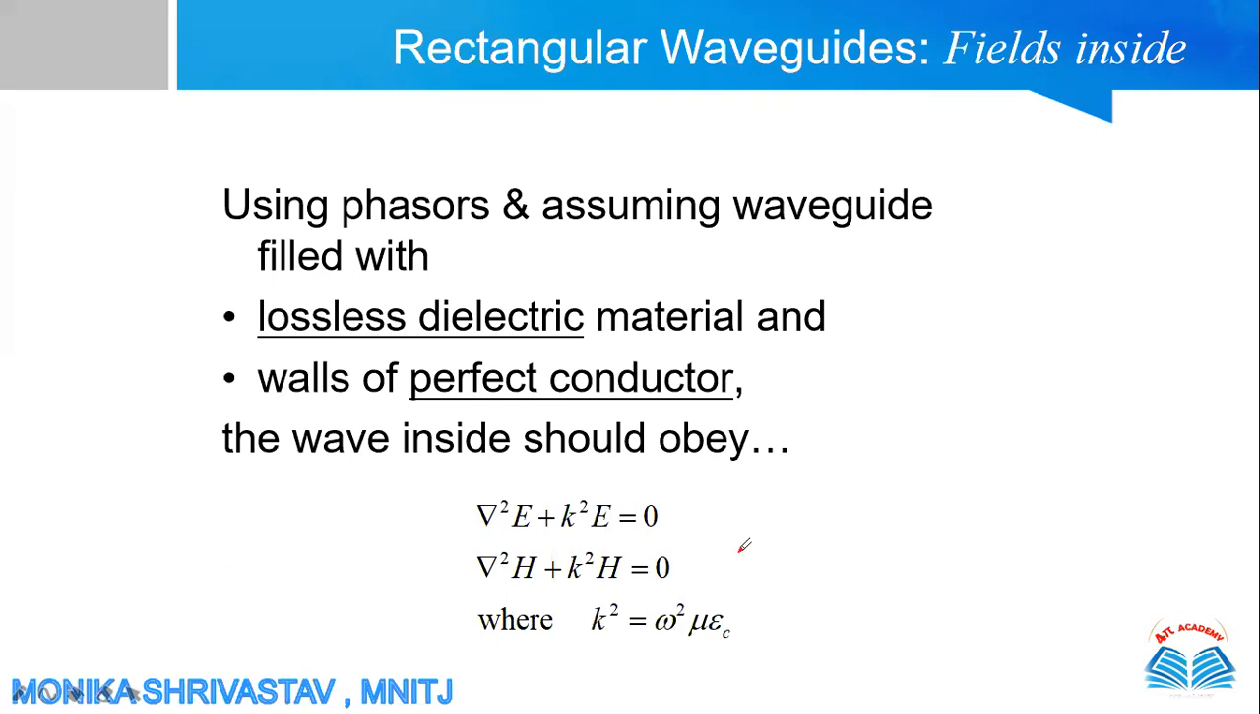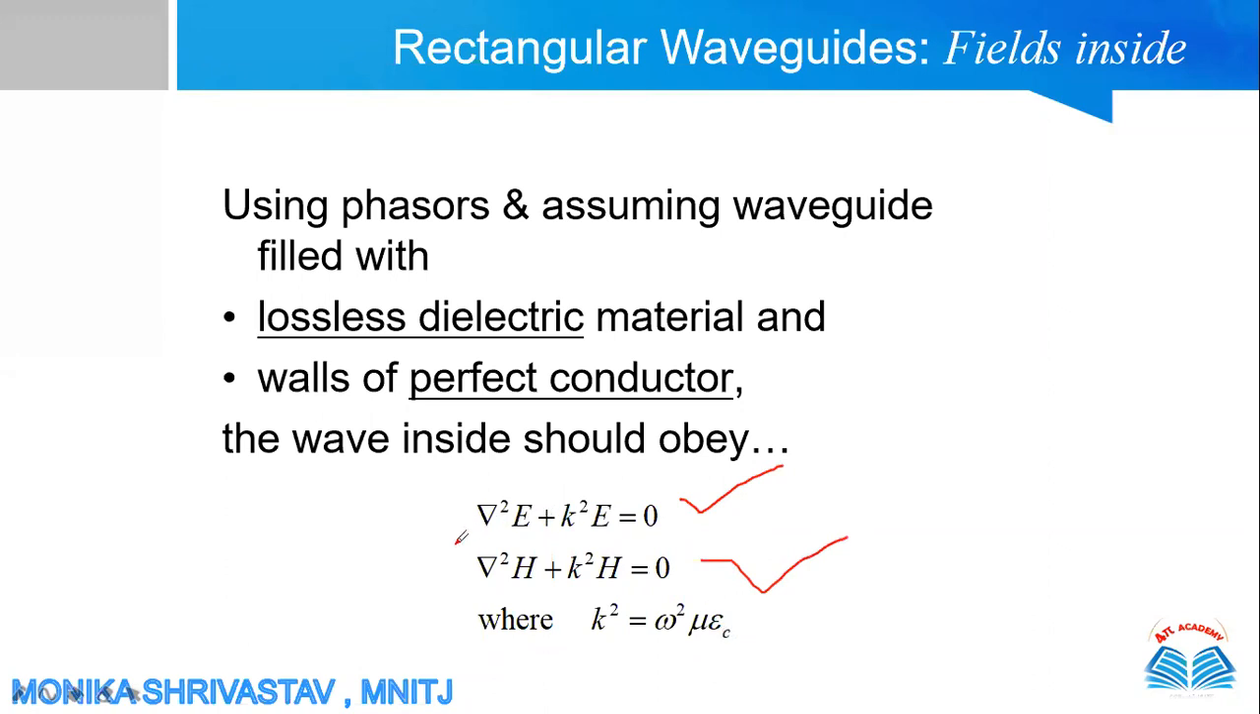Okay, so there will be two types of waves generated in that rectangular waveguide, and those waves will obey these two relations. These relations are coming from Maxwell's relations. The first one is for the electric field, the second one is for the magnetic field, and this k square has the value omega square mu epsilon c. This epsilon c is for a perfect conductor, c for conductor.